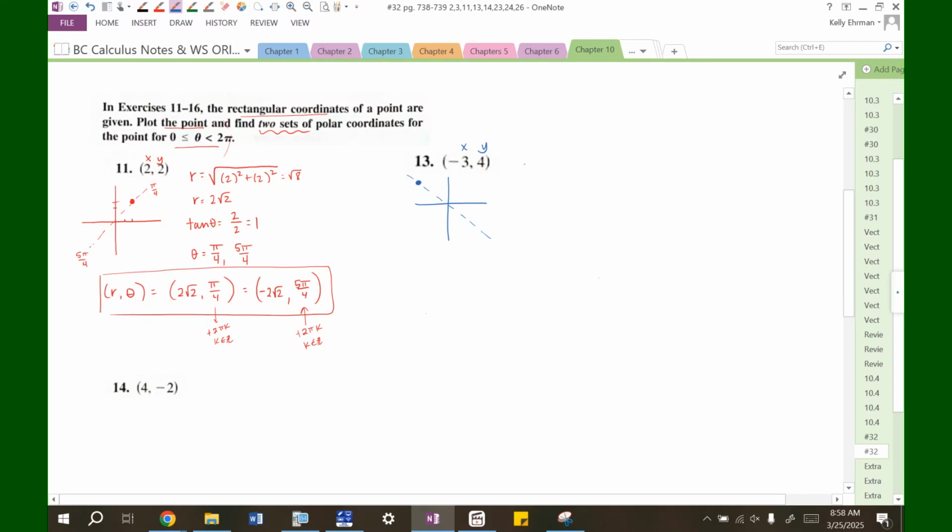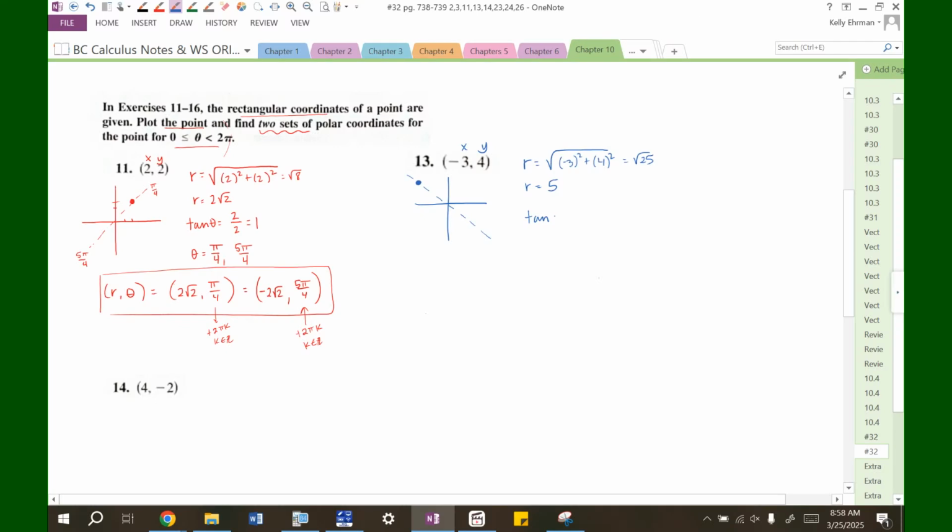So start with r. R is the square root of negative 3 squared plus 4 squared. You might be thinking, oh, that's just a triple, right? It is. This is 9 plus 16. So r is the square root of 25, which is just 5. Or you could use your Pythagorean triples there.